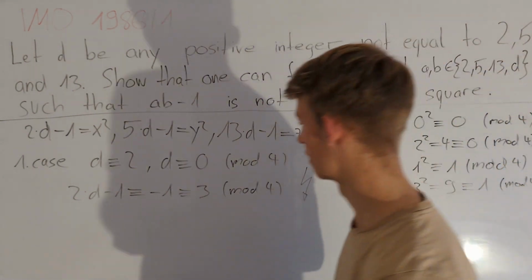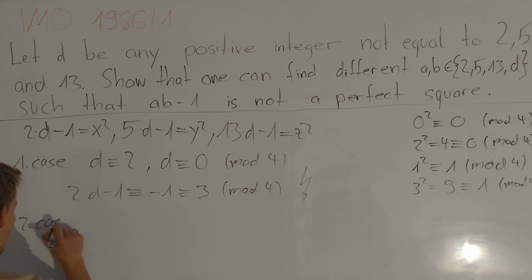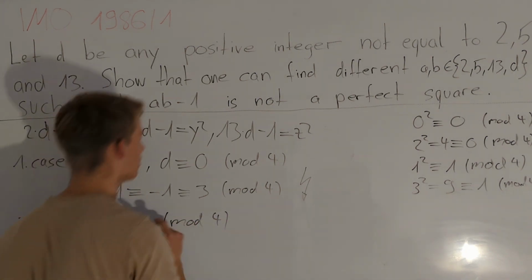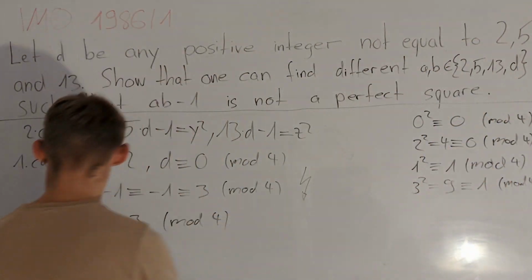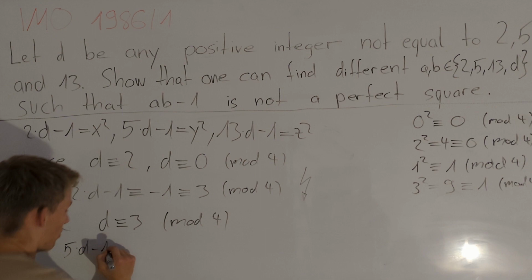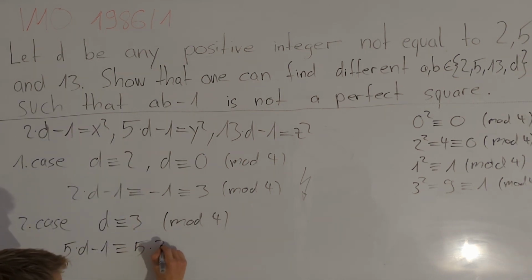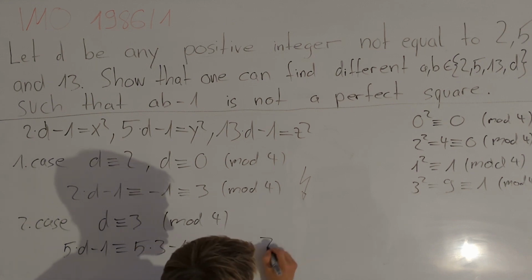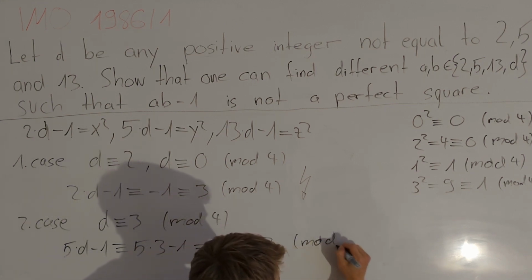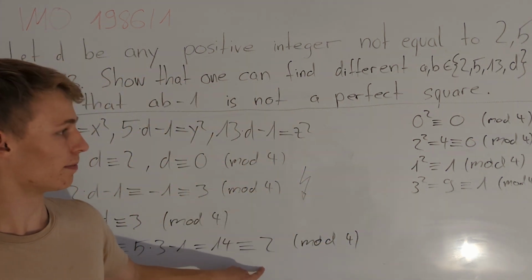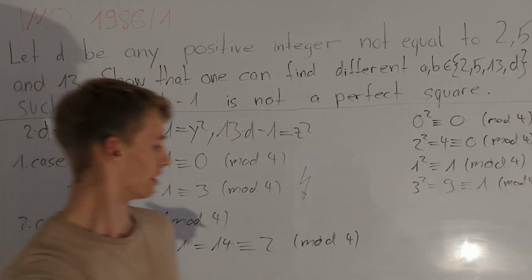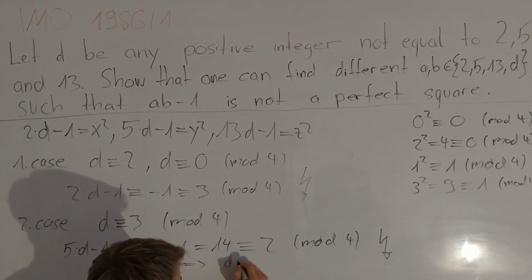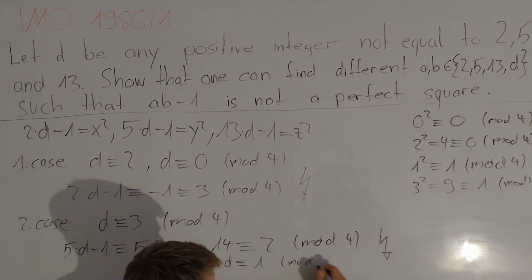The second case is that our d is congruent to 3 modulo 4. And here, if we use our second equation, we get that 5 times d minus 1 is congruent to 5 times 3 minus 1. This is equal to 14, and 14 is congruent to 2 modulo 4. Here we again see that 2 is no quadratic residue modulo 4, and therefore this is also a contradiction, and therefore our only possible case is that d is congruent to 1 modulo 4.